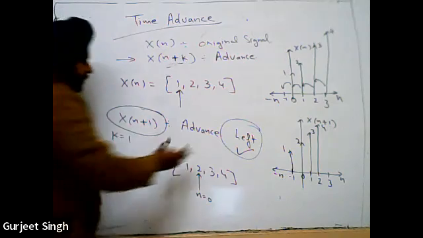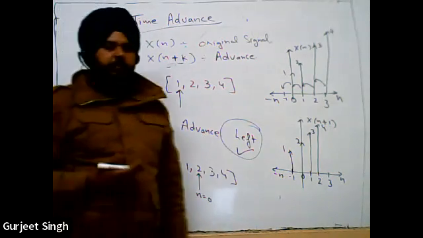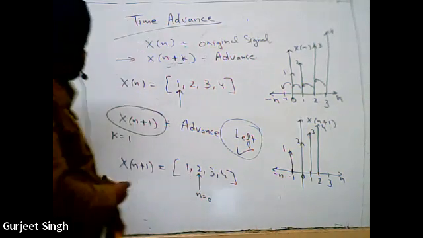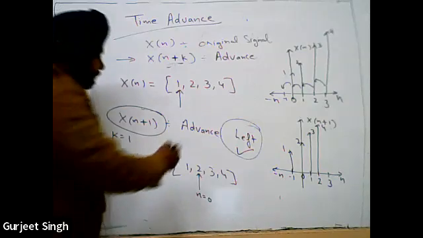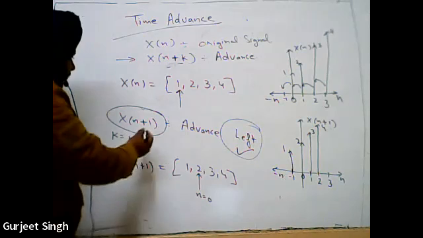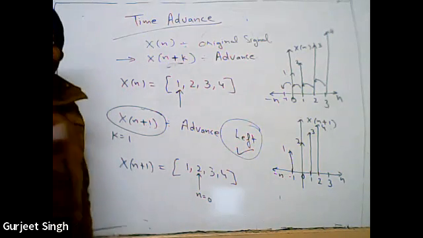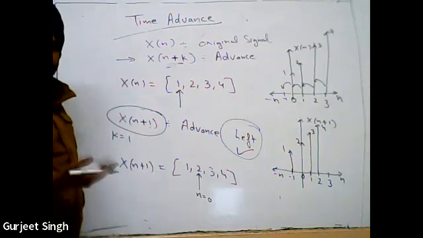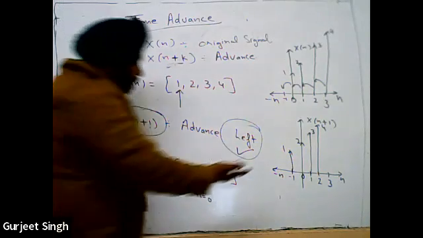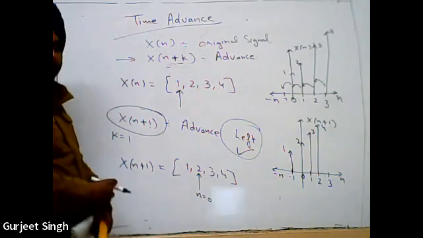Next, the advance operation is related to moving the signal toward the left side. So this is the time advance. We move the signal toward the left side by a number of samples. Here I am using a equal to 1. You can have values like a equal to 2, a equal to 3. Then you move the signal toward the left side by that many samples. So this is the time advance operation.